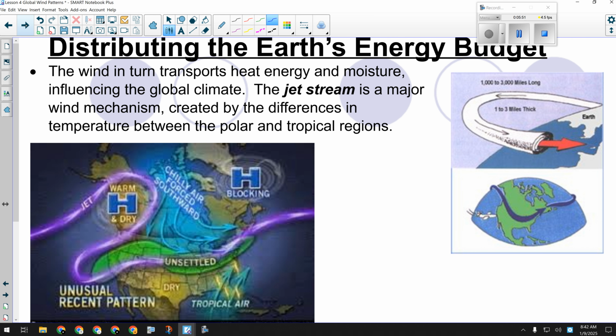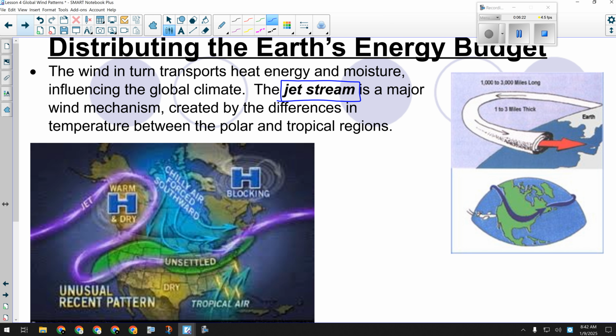Okay, now, one of the most important wind mechanisms on Earth is something called the jet stream. How many people have heard of that before? Okay, so the jet stream influences weather quite a bit. And the jet stream is this high altitude wind pattern, almost up near the stratosphere, the very top of the troposphere, bottom of the stratosphere. And it moves very, very fast.